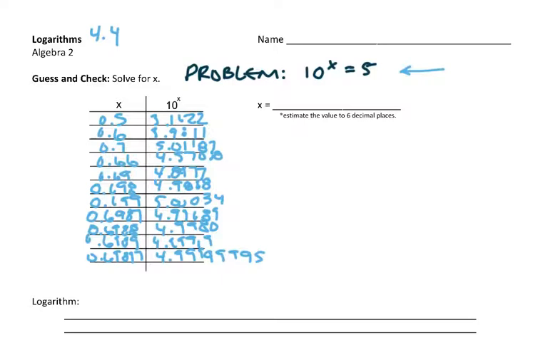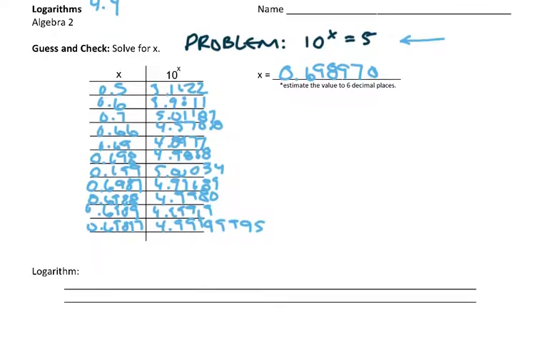So we have 0.69897. It does say to 6 decimal places, and so it just turns out that there's actually a 0 after that. So the idea of a logarithm is that it's the opposite operation of an exponent variable.